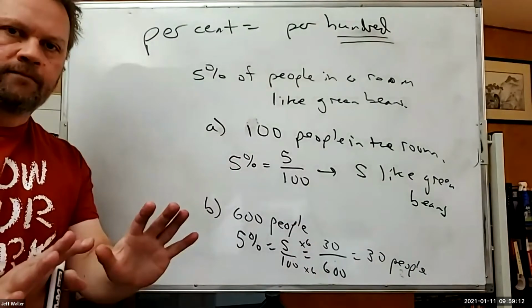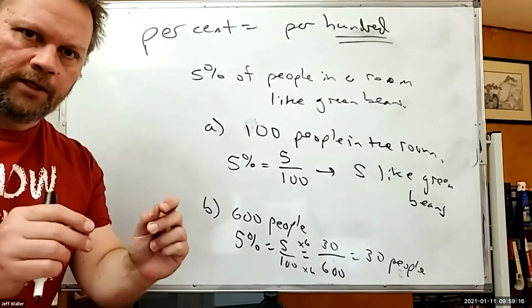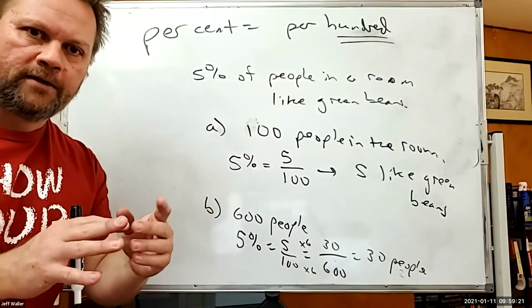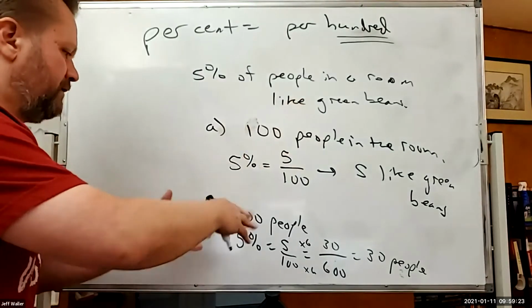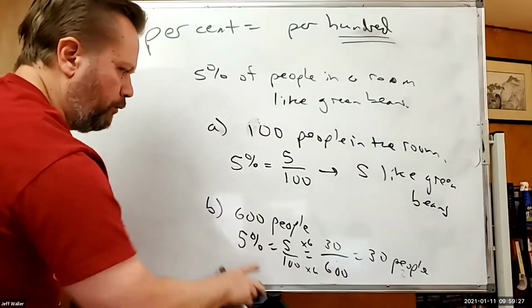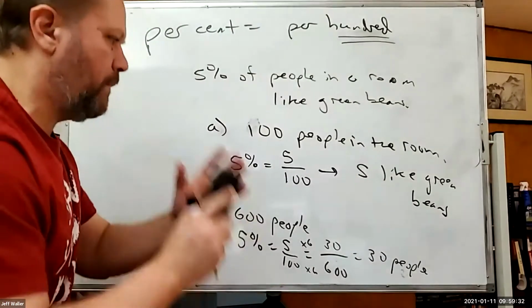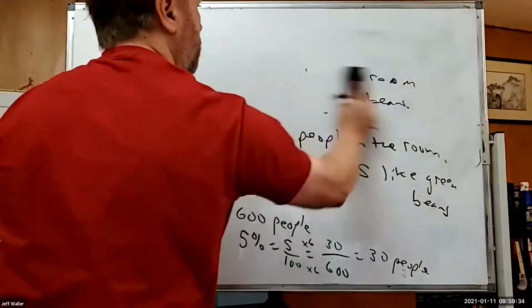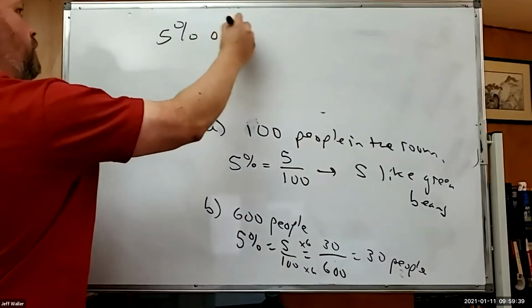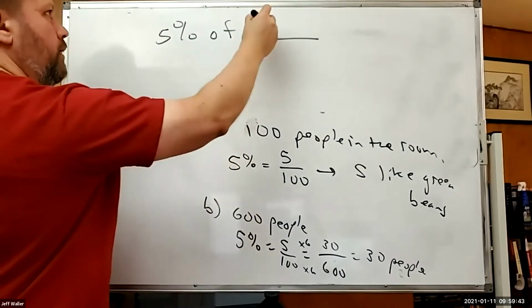This is not the way we normally do it computationally, because we don't normally have such nice numbers, right? We have 5 and 6, 100. Those are nice numbers. So mathematically, what would I actually do? How would I actually do part B more directly mathematically? So I would do 5% of people in a room like green beans. Well, how many people in a room in part B? 600.